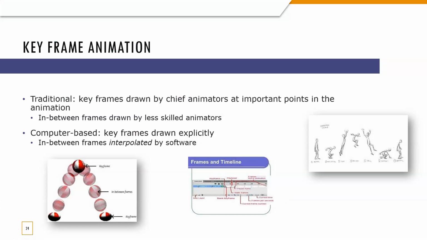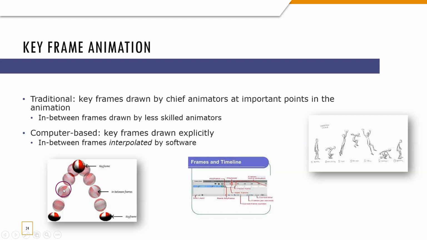Next we look at keyframe animation. In the traditional method, again, how it works: you need to have the start and end of the keyframe. Traditionally you only use the drawing concept, with keyframes drawn by chief animators and the in-betweens drawn by less skilled animators, because the start and end is the most important part. You need to imagine how the animation works.